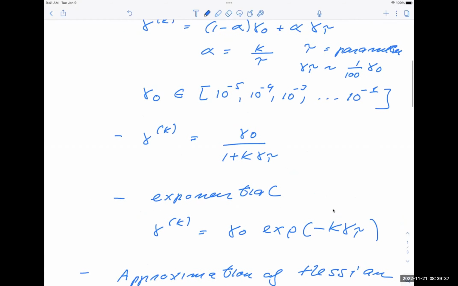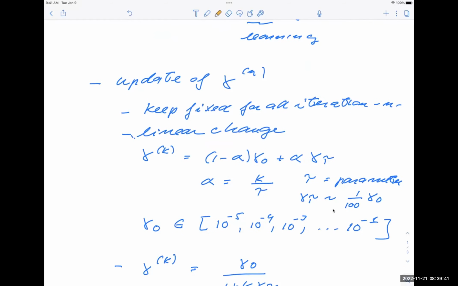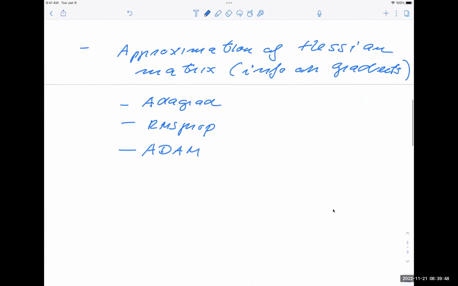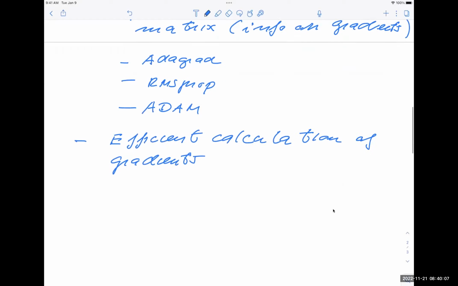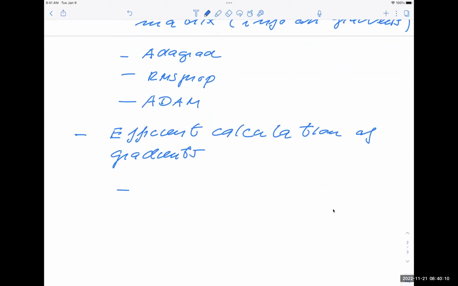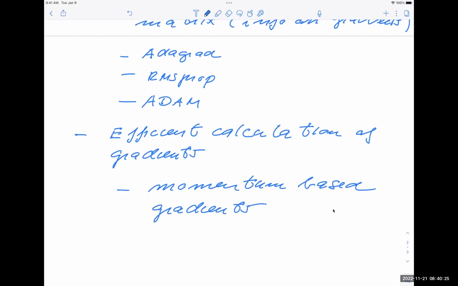So this is one set of topics which we're going to cover today. So the update of the learning rate. Then there is another topic which deals with efficient calculations of gradients. And one of the first topics which we're going to encounter is called momentum-based gradient. And this is something you can implement irrespective of the method you're dealing with.